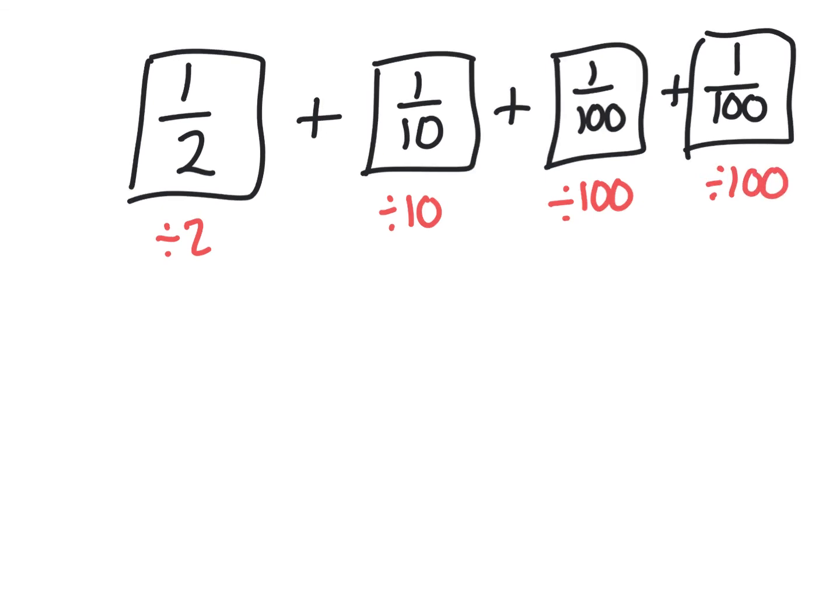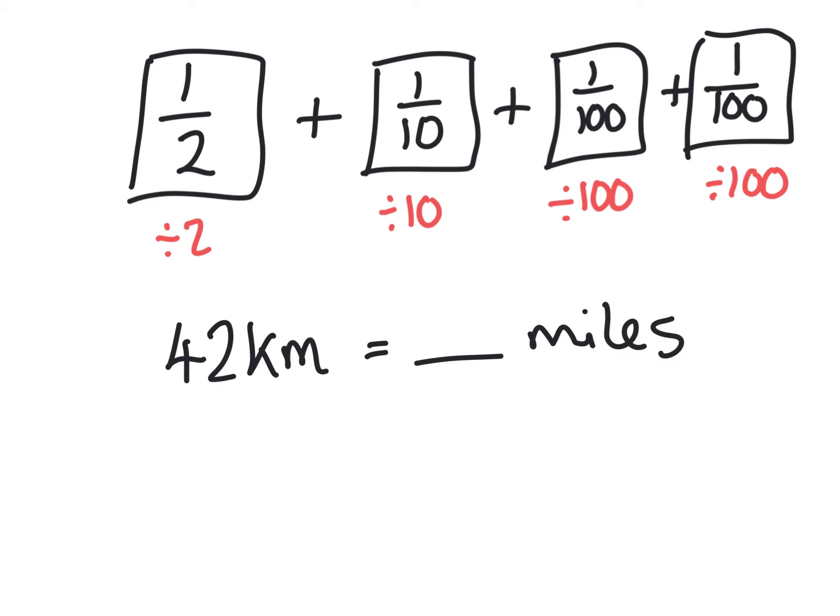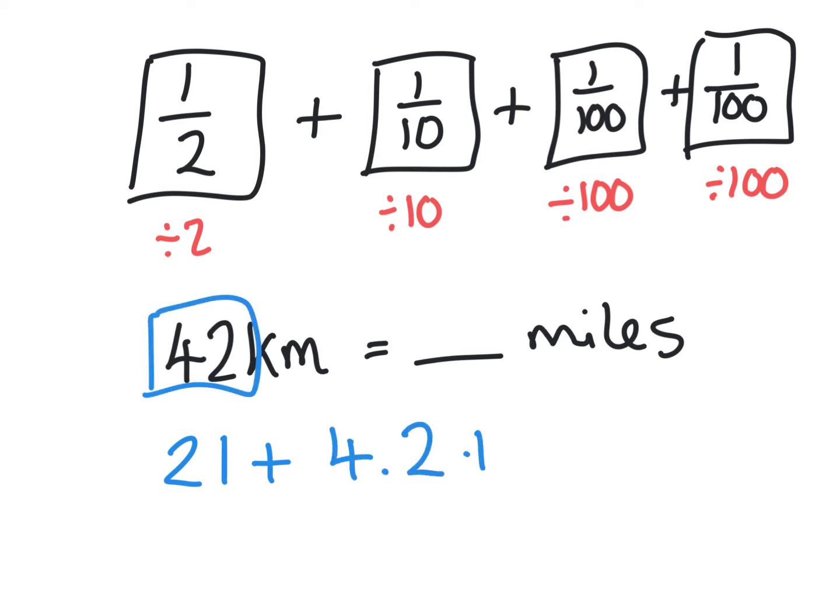So if I said, let's go with 42 kilometres, I want to know what that is in miles. So, first thing we do, looking at our top, we need to halve it. So we halve it, 21. We add a tenth of it. A tenth of 42 would be 4.2. Plus a hundredth of it would be 0.42. And another hundredth would be 0.42.